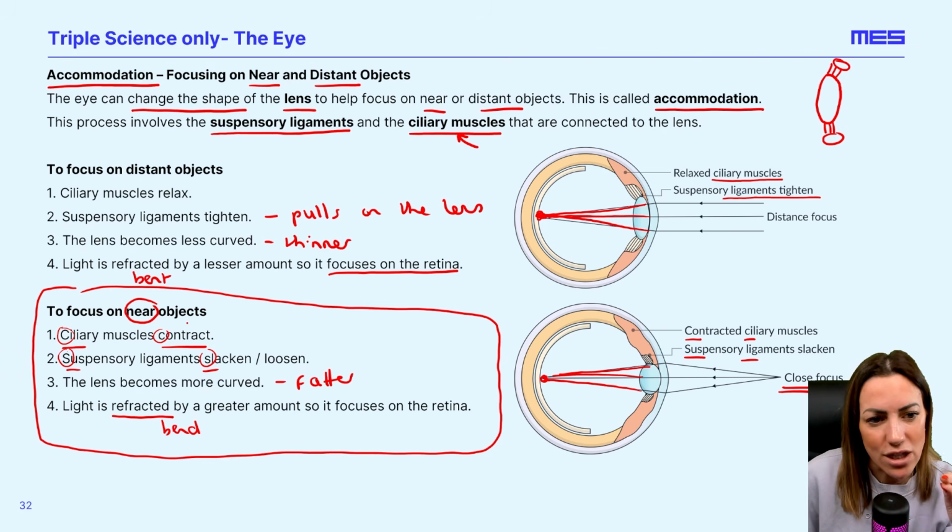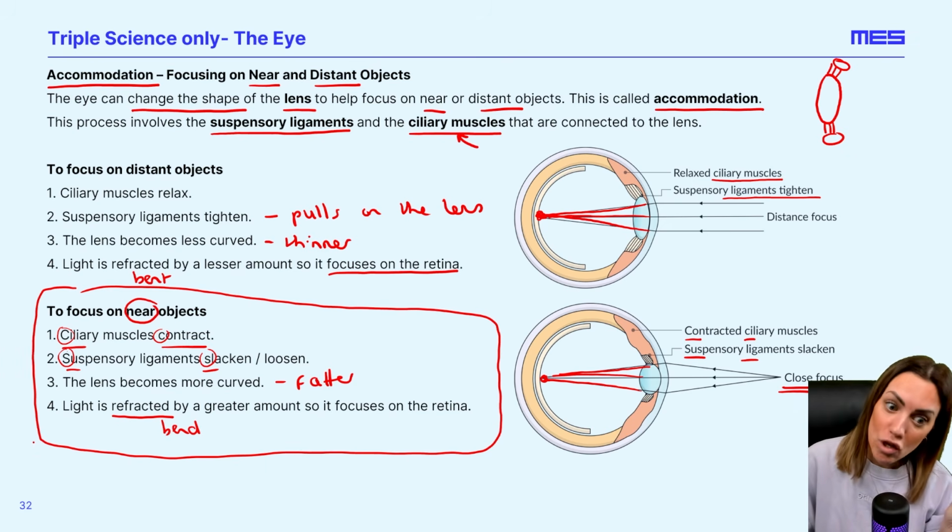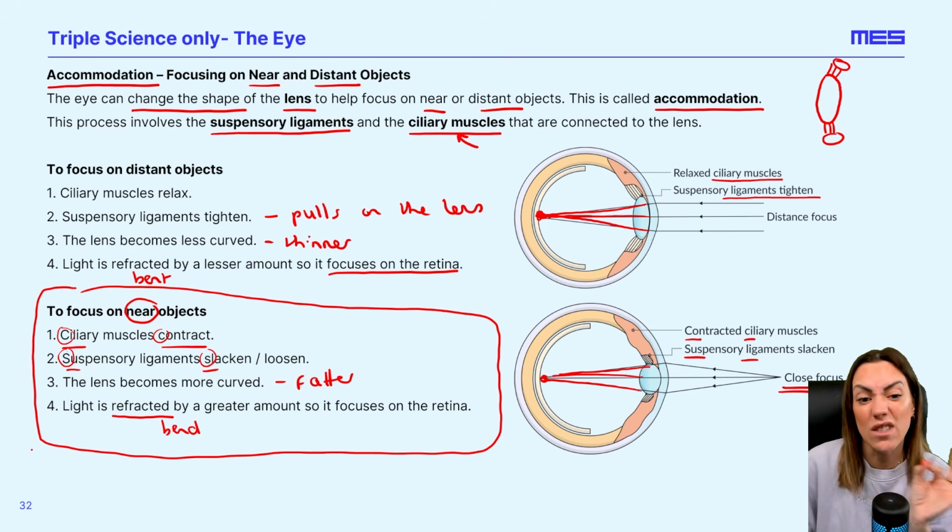So that's accommodation. That's all about focusing on near versus distant objects. And remember, that involves the lens, the suspensory ligaments, and the ciliary muscles. Whereas the pupil reflex involves the muscles in the iris, the radial and the circular muscles.